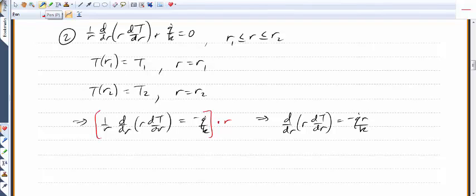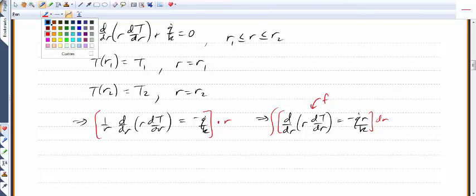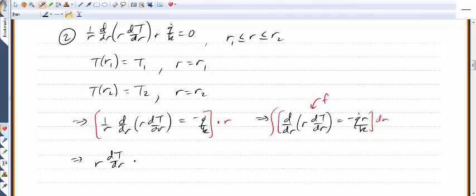Now that we've isolated the derivative d/dr out front, we can integrate this with respect to r. And we know that this r dT/dr acts like some function f, so we can integrate it out. This gets us, on the left side, r dT/dr, and the right side is minus q dot r squared over 2k plus a constant c1.